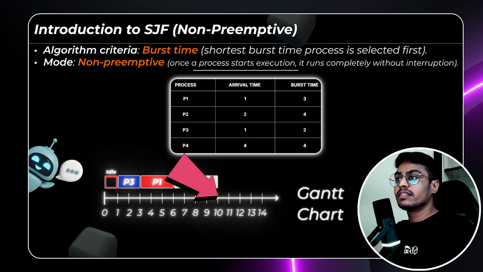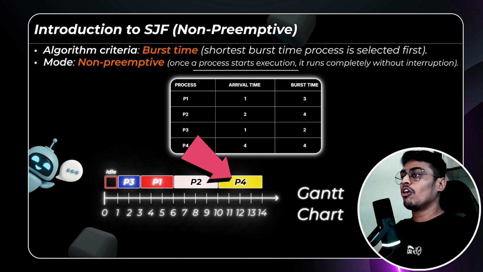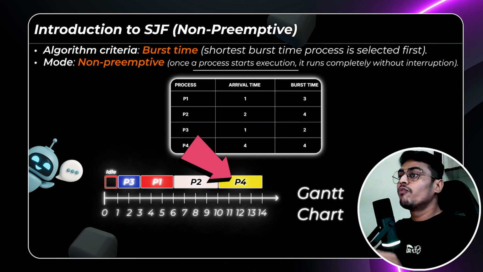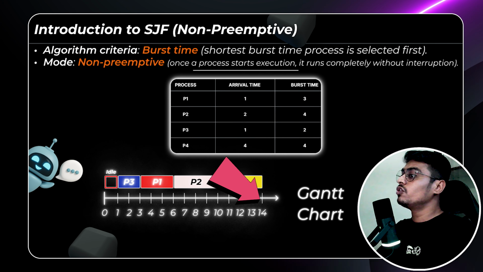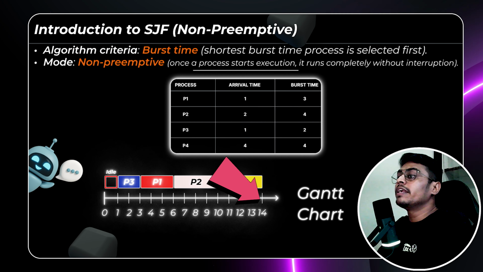Now after that there is no problem because only P4 is left. So we select P4 and it also needs 4 unit of time. So 4 unit of time means 10 plus 4 equal to 14. So P4 will be completed at 14.